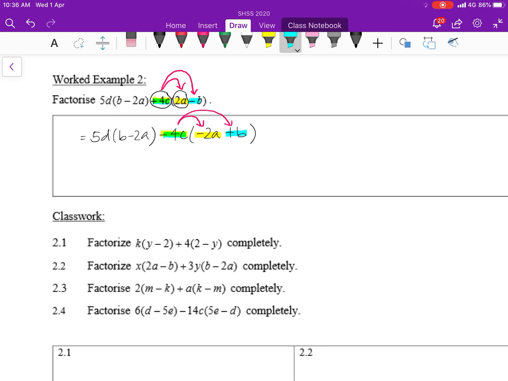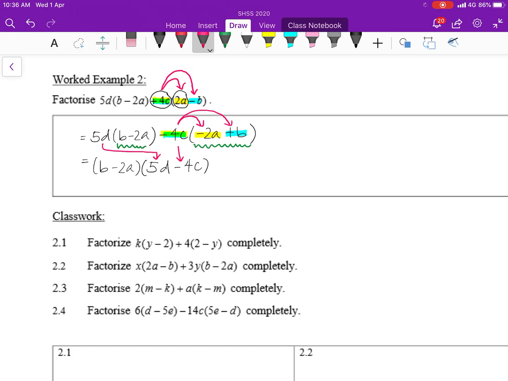Now, why are we doing that? We are doing that so that we can have this negative 2a plus b to be the same as this negative 2a plus b. From here, I can then factorize out the common factor, which is b minus 2a, and what I'm left with is 5d minus 4c. 5d coming from here and negative 4c coming from here. Okay, so this is work example 2.